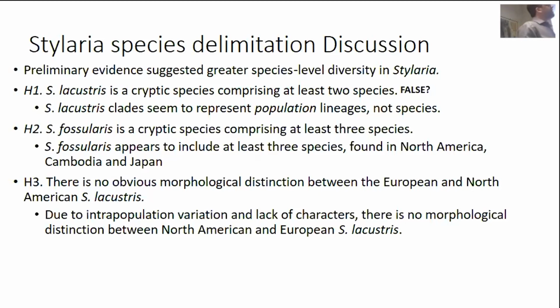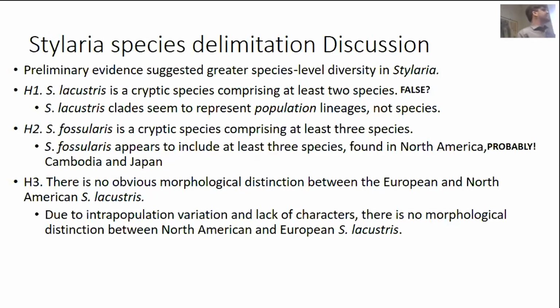For Stylaria fossularis, we thought it was a cryptic species comprising at least 3 species. And we were pretty sure that it was these clades from North America, Cambodia, and Japan. And pretty much all of the species delimitation techniques agreed with the idea that there's at least 3, so probably.